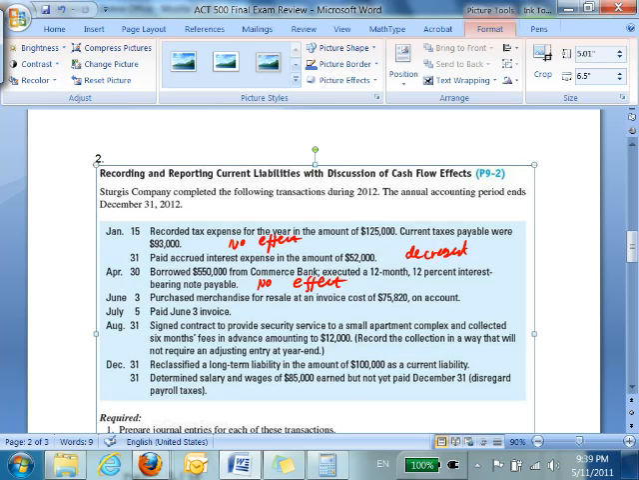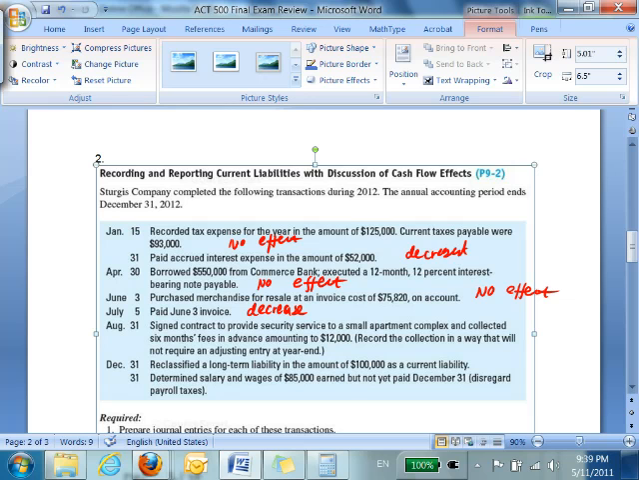June 3rd, purchase merchandise for resale at an invoice cost of 75,820 on account. No effect. Purchase merchandise on account, no effect on cash flow. July 5th, paid June 3rd invoice. So use cash to pay the accounts payable, which would decrease the cash flow.